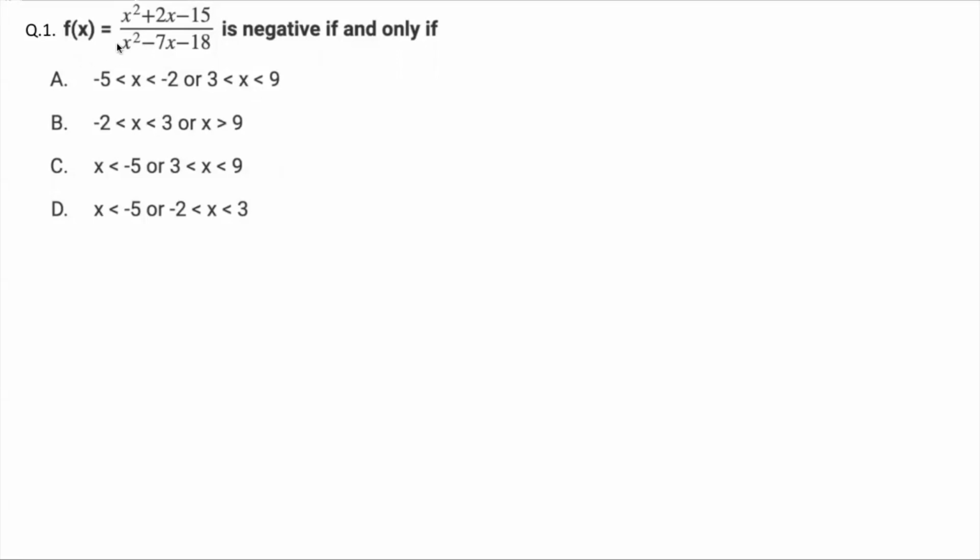Okay guys, f of x is equal to (x square plus 2x minus 15) divided by (x square minus 7x minus 18), and it is negative if and only if... So basically you want this expression to be less than 0. All right, so I'll just rewrite it here: (x square plus 2x minus 15) divided by (x square minus 7x minus 18). You want this entire thing to be less than 0.